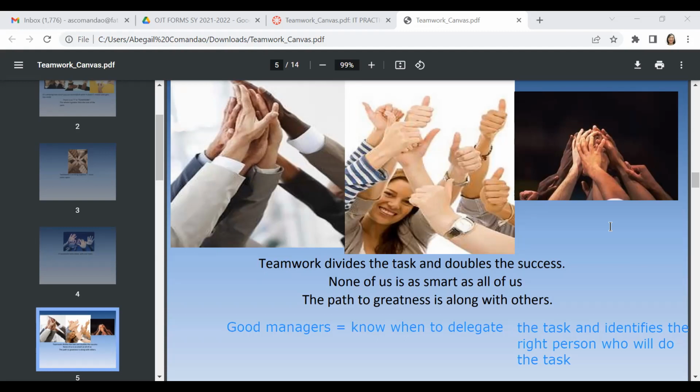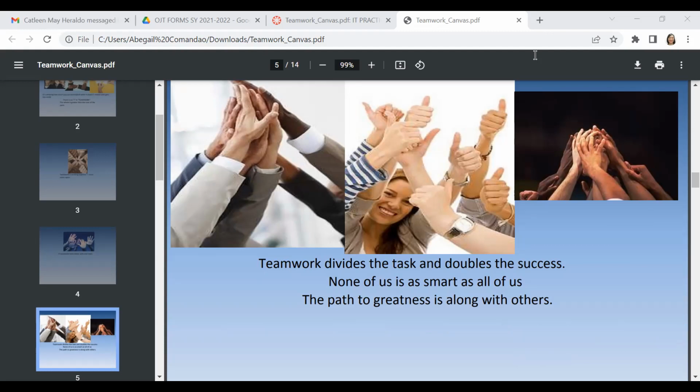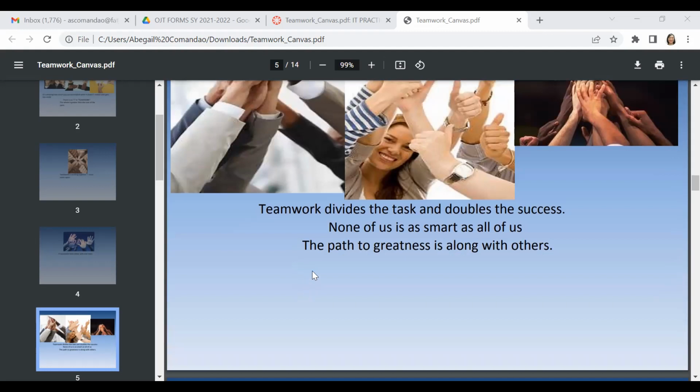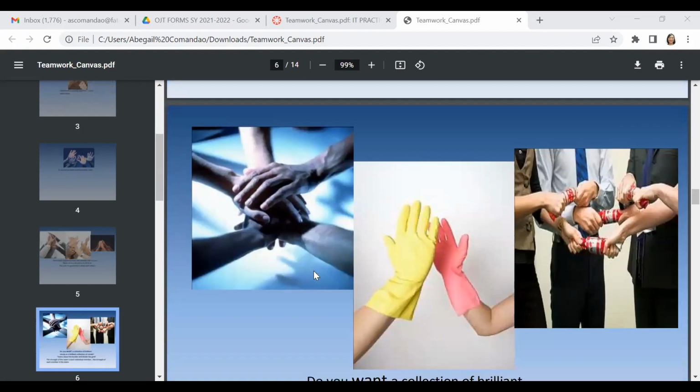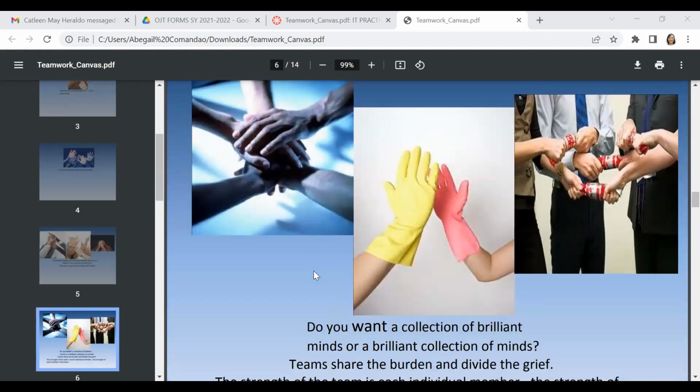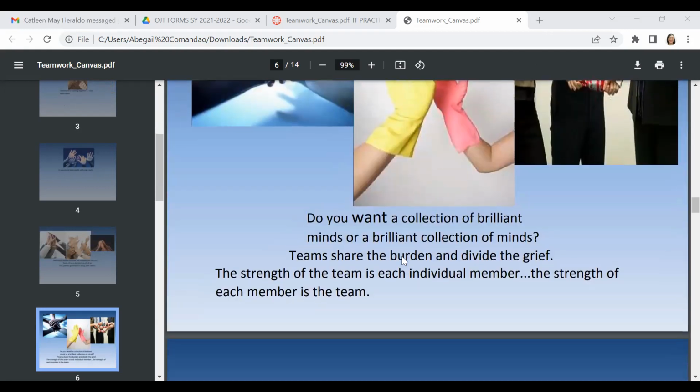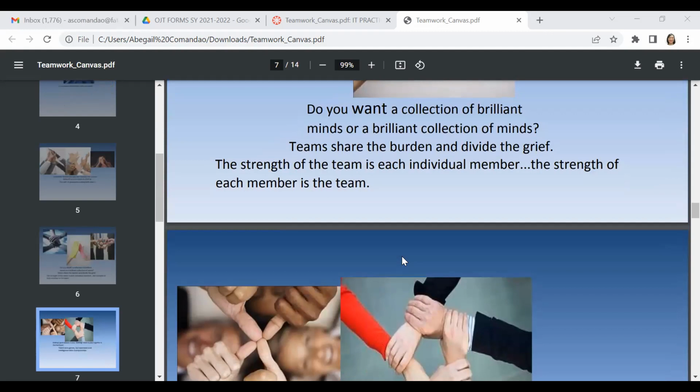But the point is, you have to know why you want to work in that company so that you can be part of the success of that company. And as I asked you in the mock job interview, how can you contribute to the success of our company? I asked that question because you are always going to be part of the success of every company if that is your intent. So it's really a collection of brilliant minds, or a brilliant collection of minds. So teams share the burden and divide the grief.